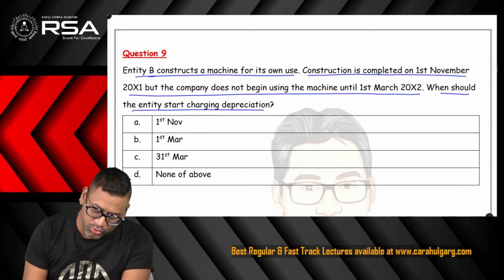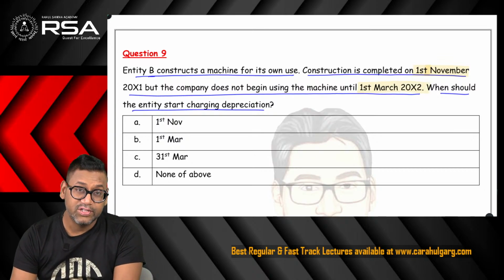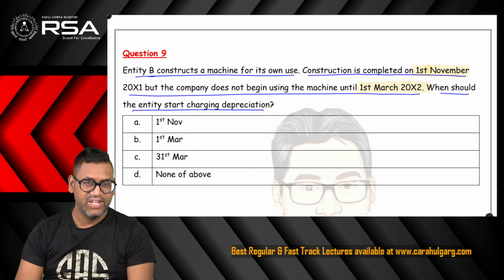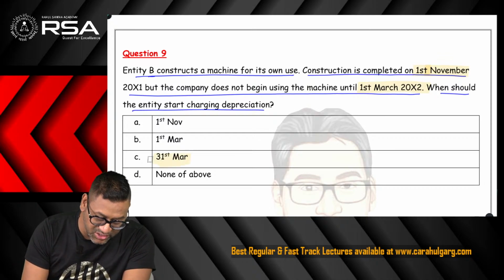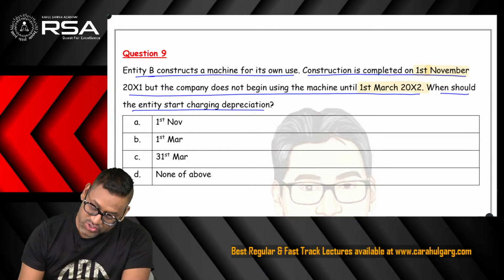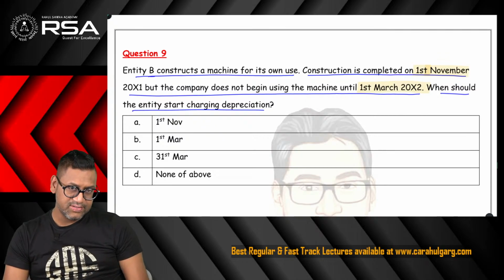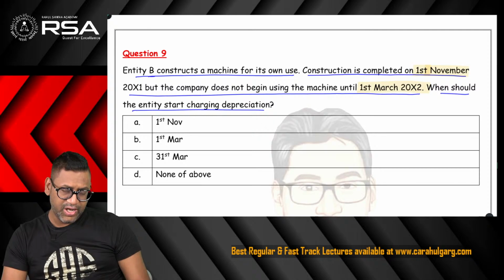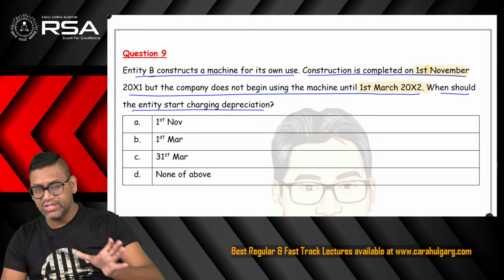Okay, so there are two dates which are relevant over here. One is the 1st of November and the other is 1st of March. And there are some different types of students who say, sir, year end is also on 31st March, so there should be a third date. So for such students, this third date is also given over here. So what should be the correct answer? AS10 says, when the construction of the asset is complete and it is ready to be used, you should start charging the depreciation.